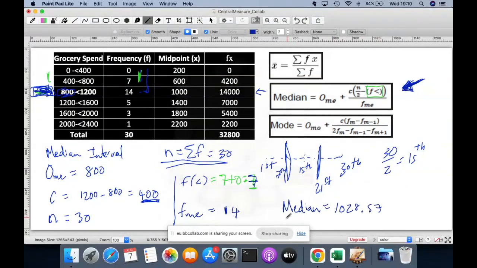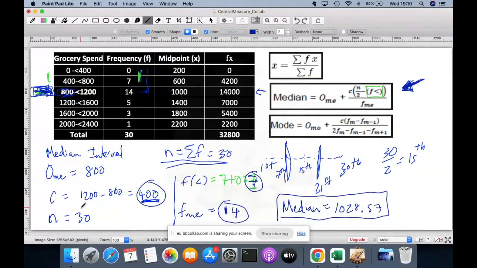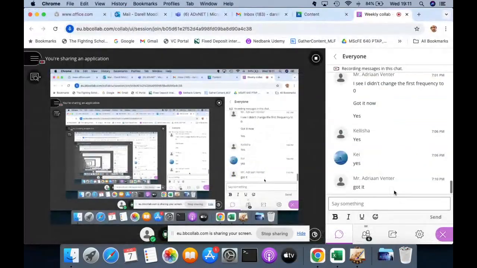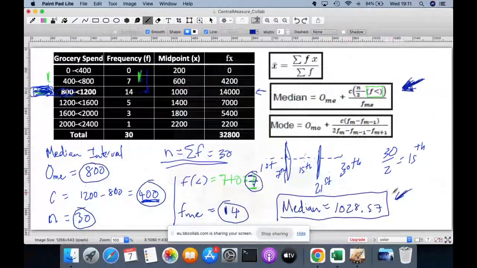1028.57. This is practice for your calculator. You've got all the values you need to put into the formula: FME, your F of less than, your C, your N, and your OME. Plug it all into this formula, and you should all get the same value that I'm getting. This is practice using brackets in your calculator, using division and BODMAS or BOMDAS. Got it. Fantastic. Good news, Adrian. Everyone else, I think you saw. I'll leave it open for a bit so you can see the values. But this is practice to work out the median.